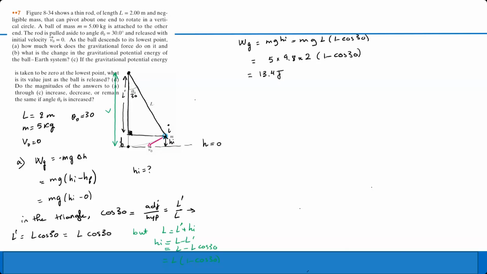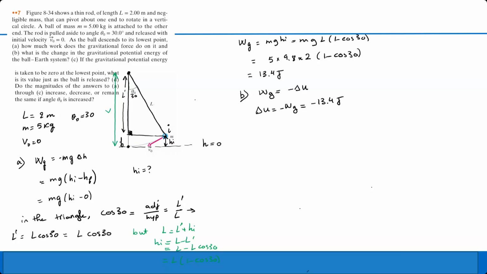Part B, what is the change in the gravitational potential energy of the system? This is very easy, really. One thing you can do is, if you are aware that the work done by gravity is just minus the change in potential energy, then delta U is just minus W_G, which is minus 13.4 joules.